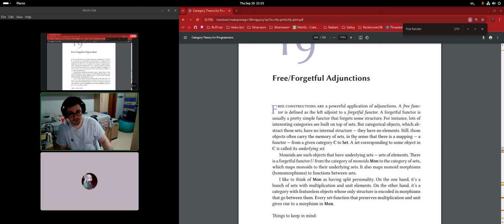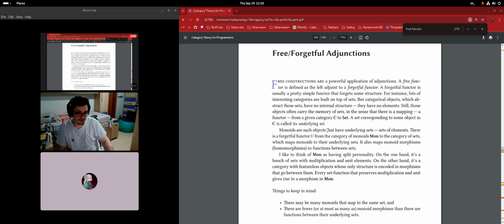A set corresponding to some object in C is called its underlying set, right? So if you have a category C and you have an object that you can use a functor to go to the set category, that object that you are mapping will be called the underlying set of C. Monoids are such objects that have underlying sets, sets of elements. There is a forgetful functor U from a category of monoids Mon to the category of sets, which maps monoids to their underlying sets. It also maps monoid morphisms, or homomorphisms, which I already forgot what they are. It's been a while. To functions between sets.